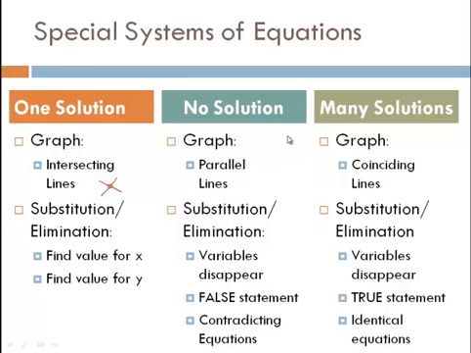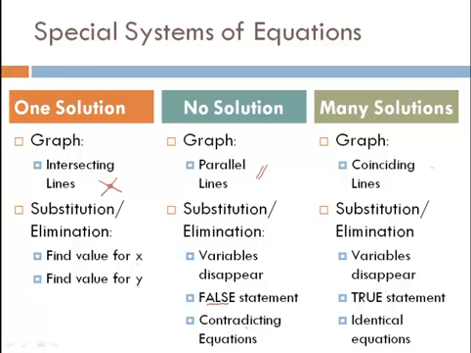So with these two types of special systems, when you graph them, this is when you find parallel lines showing up, and parallel lines never cross, therefore there's no solution. And if you're trying to use one of the algebraic methods, you'll find that your variables disappear and you end up with a false statement. That means your two equations can never meet, and we say that they're inconsistent, or sometimes we say that they're contradicting equations. They can't both be true at the same time.